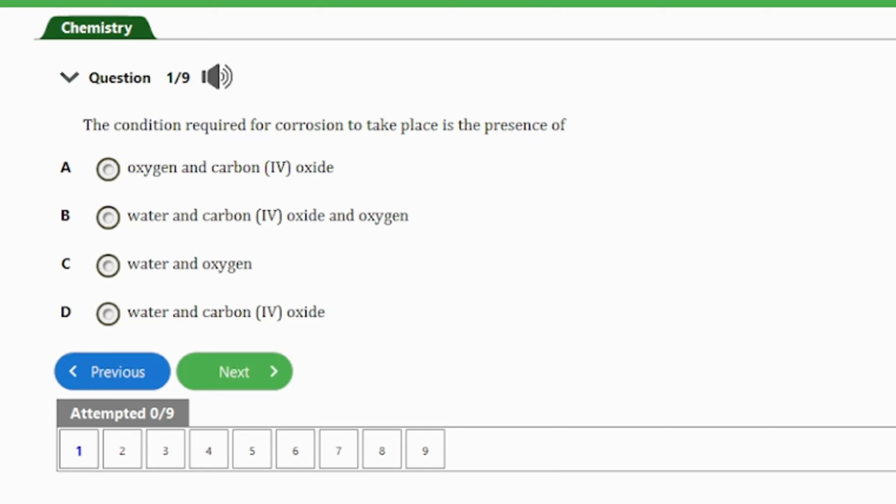So we are going to start quickly with the first question here, and it says the condition required for corrosion to take place is the presence of A, oxygen and carbon dioxide, B, water and carbon dioxide and oxygen, C, water and oxygen, D, water and carbon dioxide. So guys, the answer to this question is option C, water and oxygen. Water and oxygen are actually the condition required for corrosion to take place.